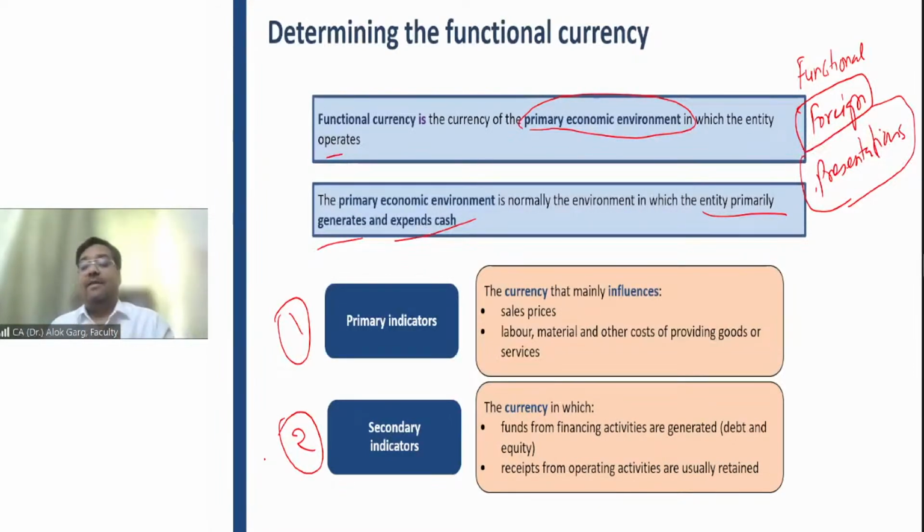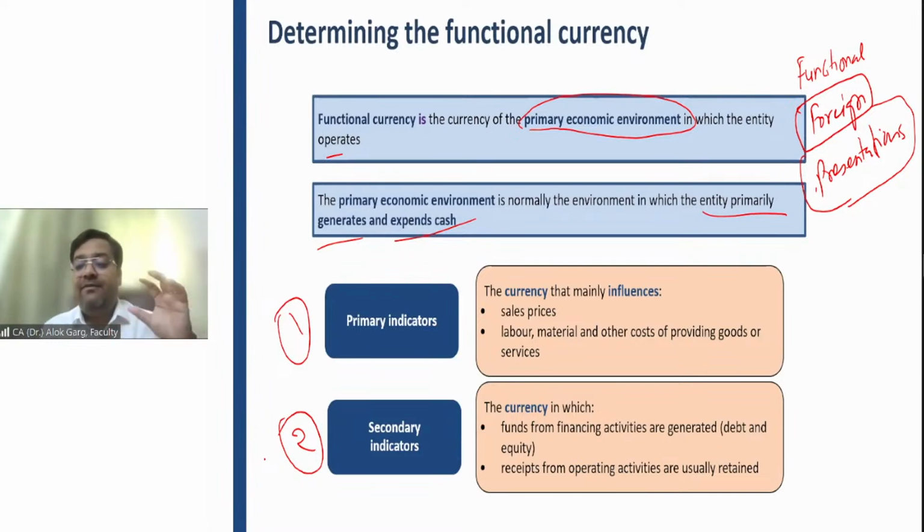The 90% of the expenses were also in US dollar, right? So you need to look at the primary indicator: in which currency the major sales are happening, in which currency the major input cost is happening, right? That is number 1.